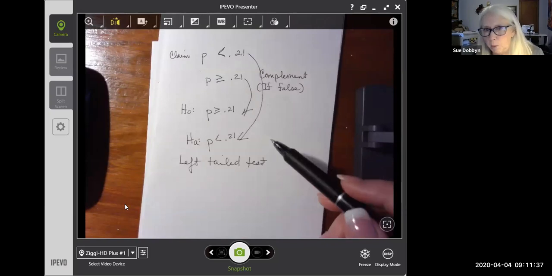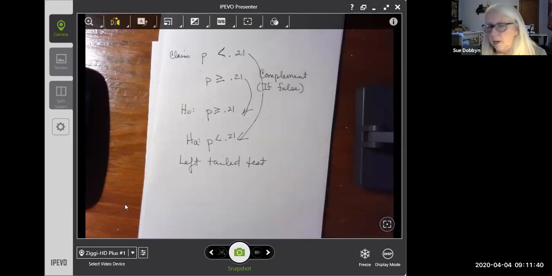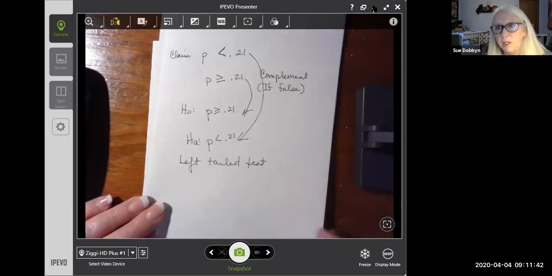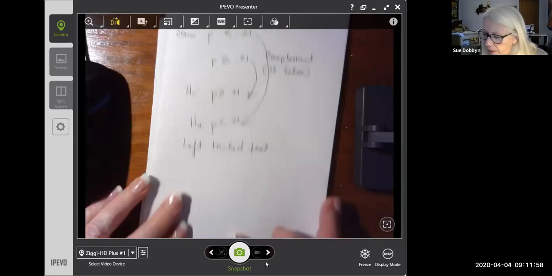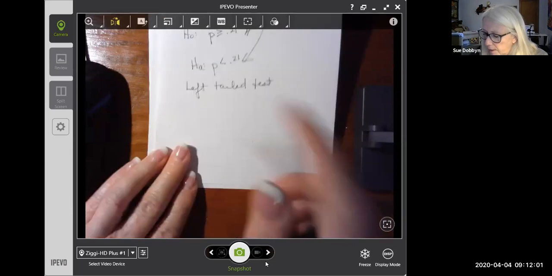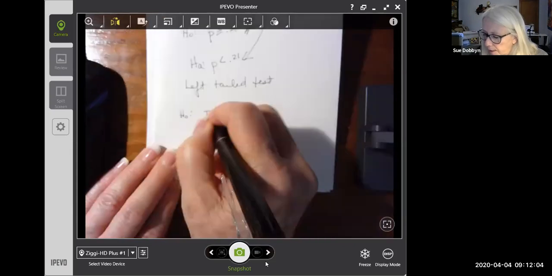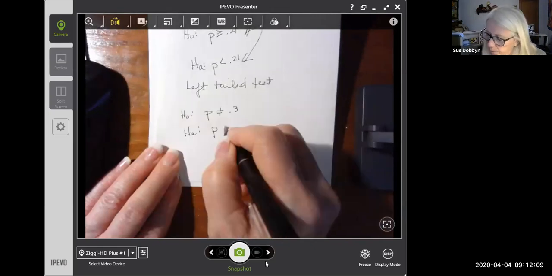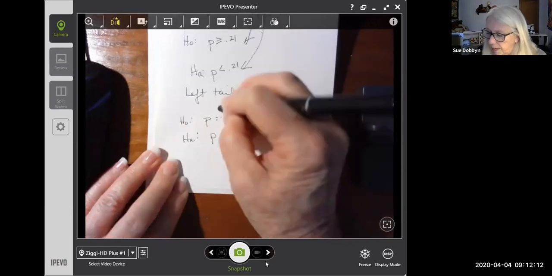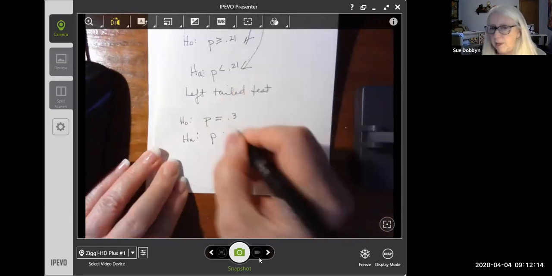Okay, so let's do a different one. You probably won't be able to see this, but I'm just going to go to number 3, okay? So number 3 says this, and I'll go back on. It says, if the null hypothesis is P equals and the alternative hypothesis is P not equal to 0.3, what kind of test is this?